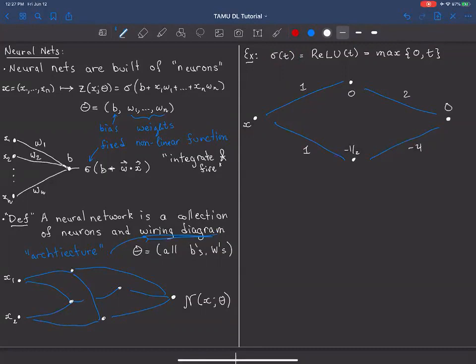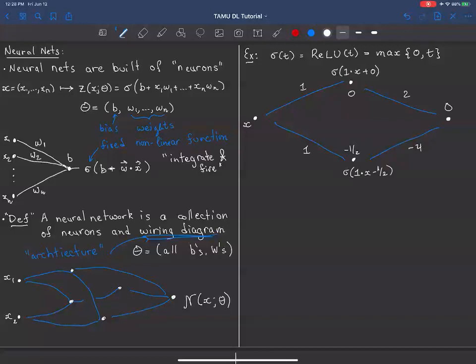Okay, so let's trace through what this does. Let's focus first on this top neuron. What is the computation being done by it? Well, it computes sigma of 1 times x plus 0, right? 0 is the bias. I have a scalar input x, and I multiply it by the weight 1, which is also scalar. This neuron down here similarly computes 1 times x minus a half.